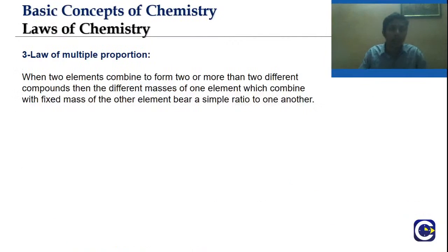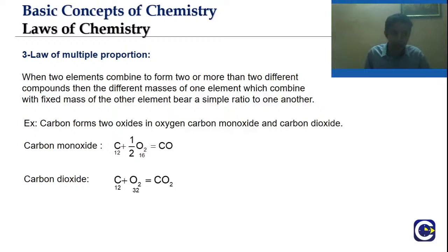Next one is the law of multiple proportion. What does this law say? When two elements combine to form two or more than two different compounds, then the different masses of one element which combine with a fixed mass of the other element bear a simple ratio to one another. A little difficult to understand, but for that let us take an example.